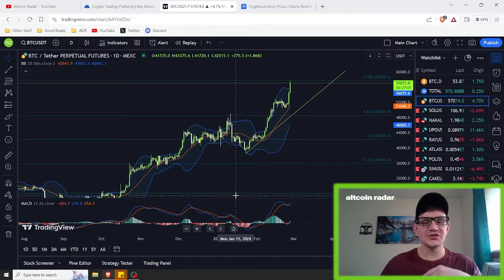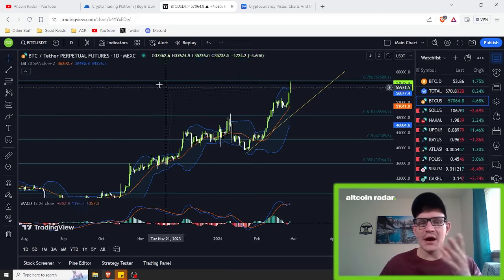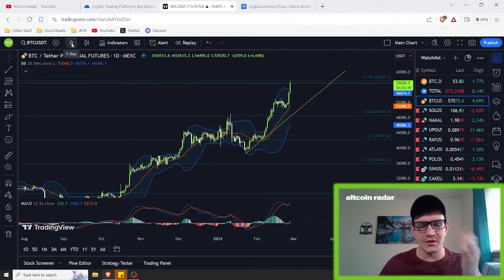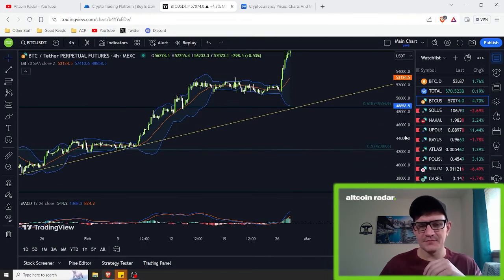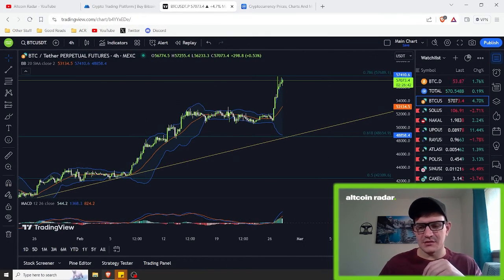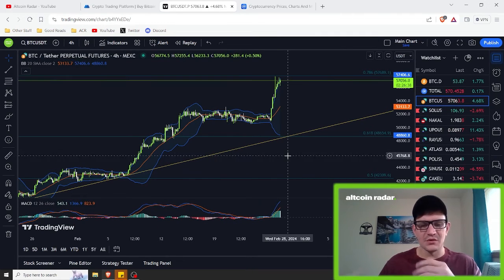So how can you actually scalp the crypto market using the MACD indicator? Here is how I do it step by step. The first thing you want to do is open the 1 hour or 4 hour chart of whatever coin you're going to be trading. I'm just going to go ahead and open up the 4 hour chart here. Let me make my MACD a little bit bigger. There we go, so we have the 4 hour chart open.